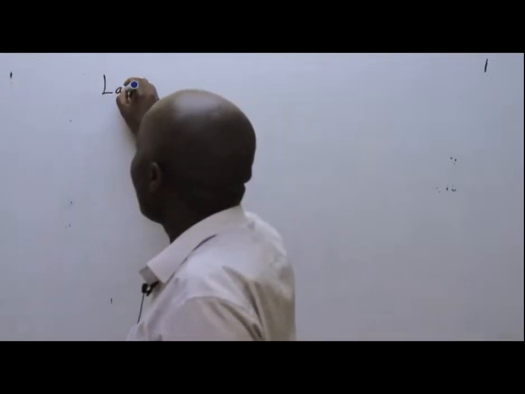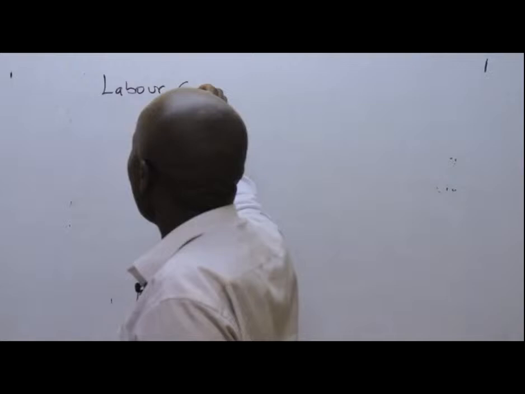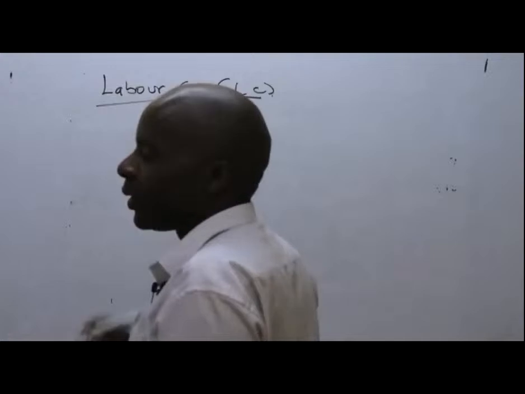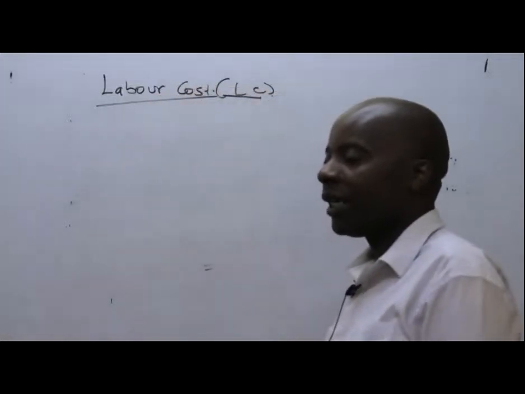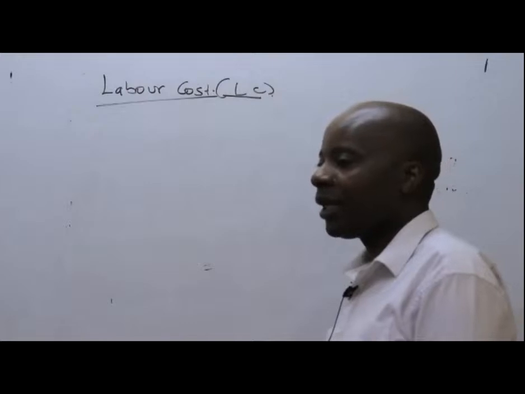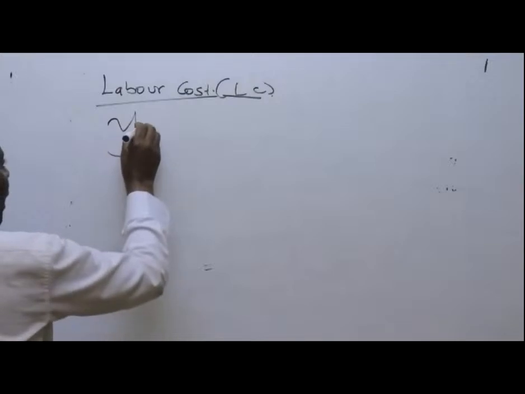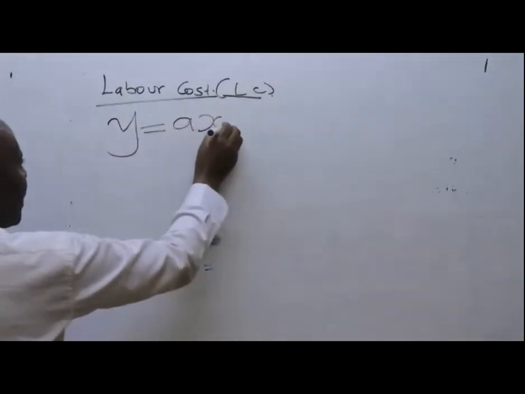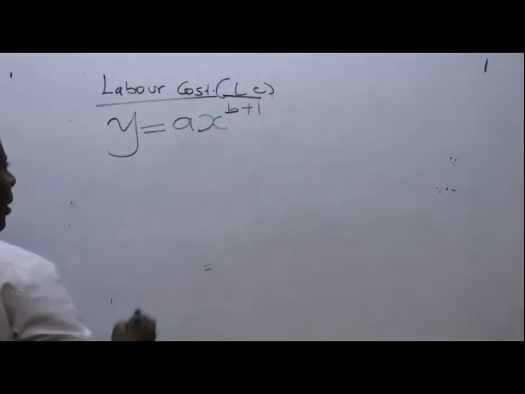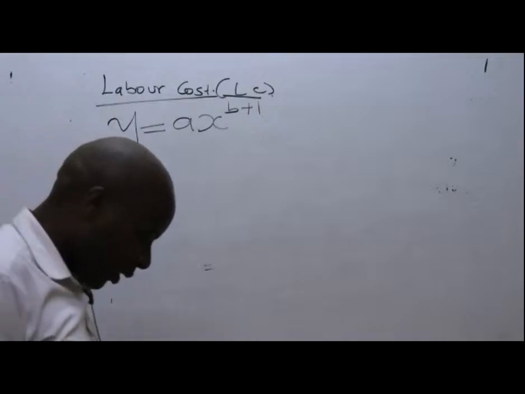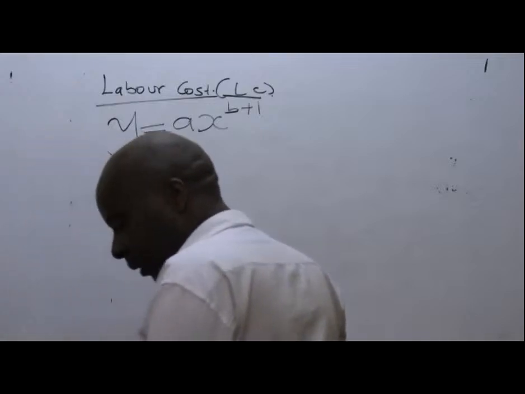So we start with the first working, which is labor cost using learning curves. LC in this case is not life cycle, but learning curves. Ladies and gentlemen, I know how the learning curve looks like. We know in learning curves, Y should be equal to aX raised to power b plus 1, remember. Y equals aX^(b+1).